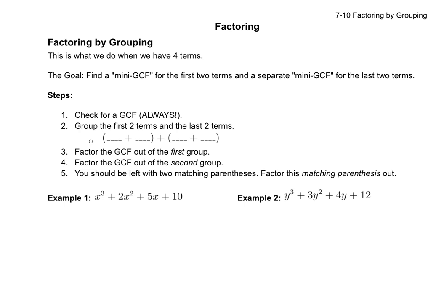Okay, so first thing we want to do is check for greatest common factor. After that, we are going to form our 2 groups. We're going to find our greatest common factor for the first group, and then we're going to factor out the greatest common factor for the second group. What we have left, we're going to put into 2 matching parentheses.